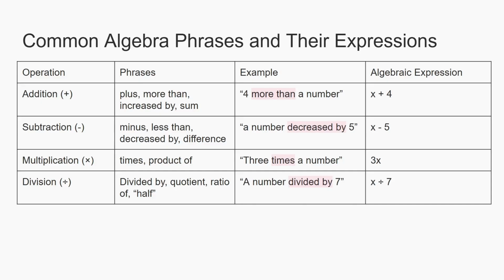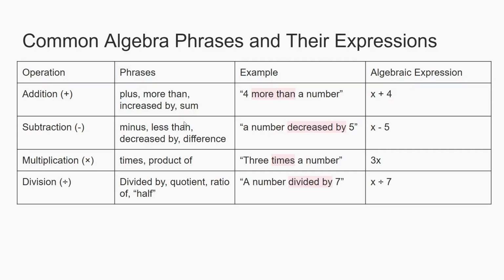In this video, we will be translating phrases to algebraic expressions. There are often multiple ways to express an algebraic expression, so we are going to go through the common phrases that can be used. Let's start with addition. The common phrases are plus, more than, increased by, and sum. So for this, you can write 4 more than a number, which gives you x plus 4. You could also say this as the sum of a number and 4.